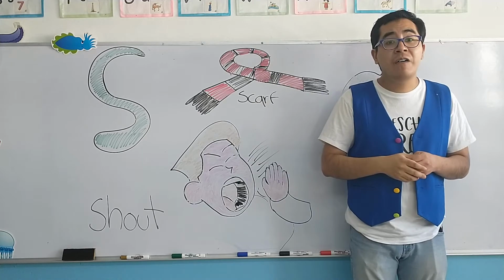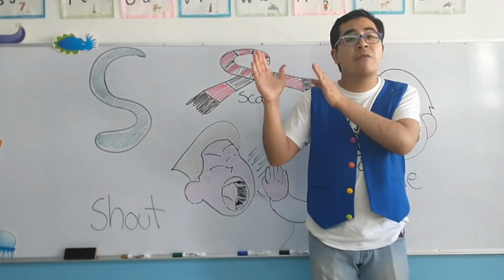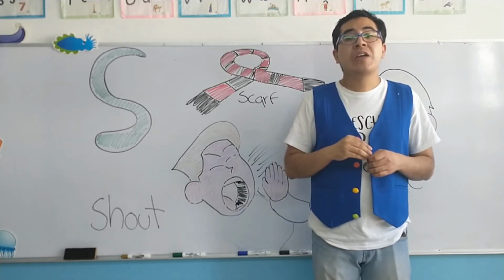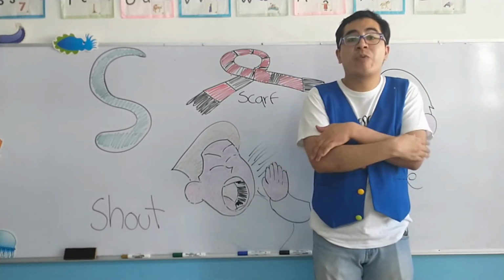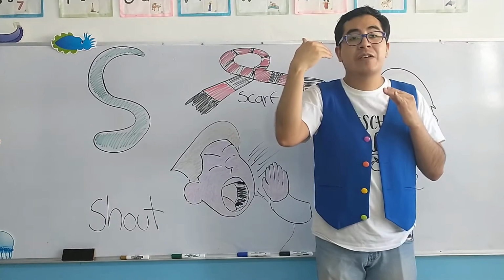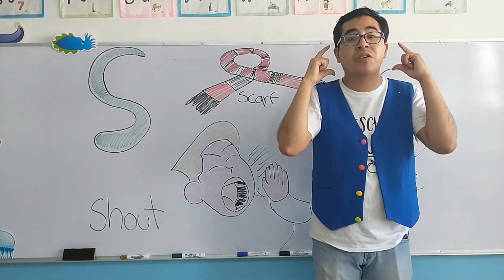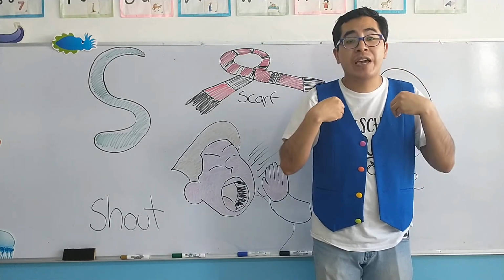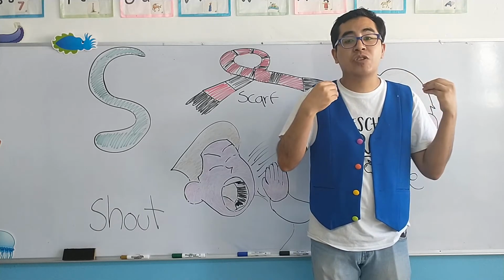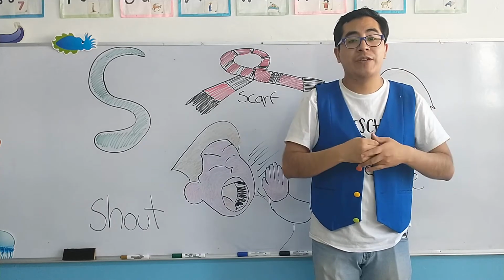Now the scarf, it's an object that is part also of the family of clothes, and we use it when the weather is extremely cold. We put it around our neck so we can cover our mouth, because sometimes if we don't want to get cold, we use the scarf to protect us from the cold weather.